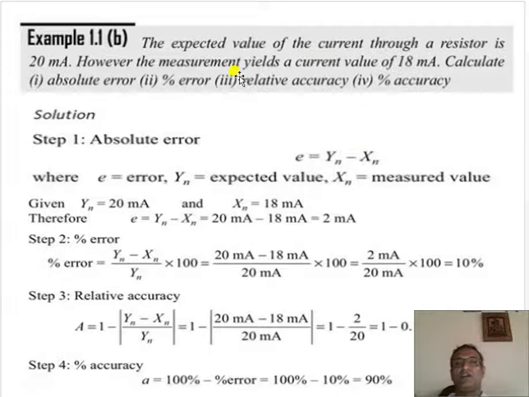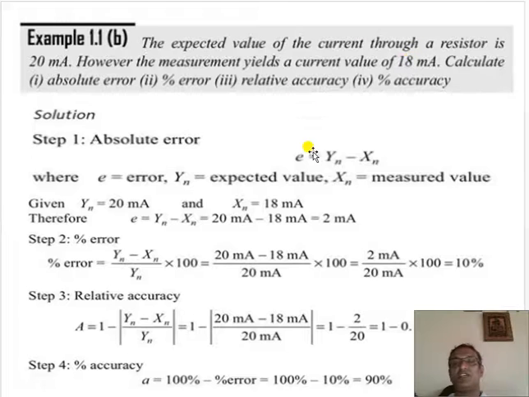You can see here, the expected value of the current through a resistor is 20 milliamperes. However, the measured current value is 18 milliamperes. Calculate the absolute value, percentage error, relative accuracy, and percentage of accuracy. So here the expected value of current through the resistor, Y of n, is 20 milliamperes, and the measured value, X of n, is 18 milliamperes.